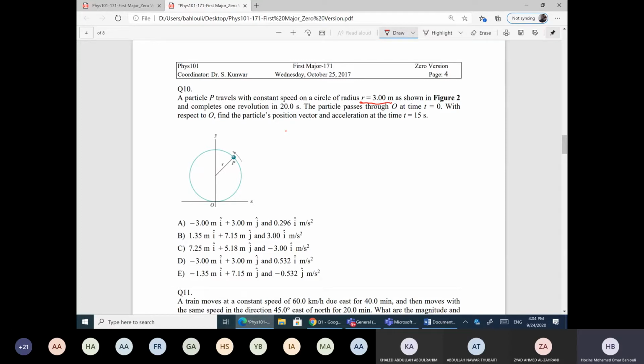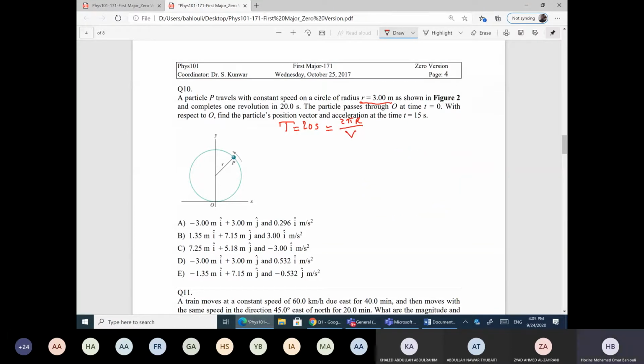What does one revolution mean? A full revolution. That's called the period, which is 20 seconds. And what is the period? The period is one revolution, a full revolution on the circle, like this. You go and return to the same point. So the distance that you travel is 2 pi r, and the time that it takes is T. So that means 2 pi r divided by T is v. So that means T is 2 pi r divided by v.